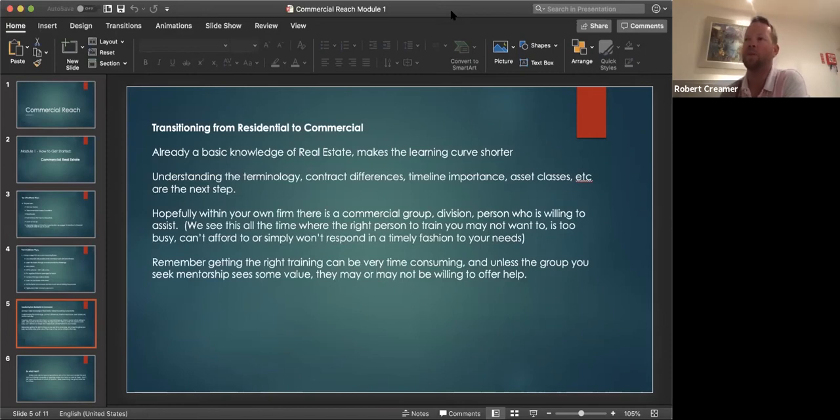So you have to be willing to go out there and find someone who has the time, who likes you, who wants to help you. There's a few of them out there that are just amazing. You just have to seek them out. Just because they're the top dog in your office does not mean they're the right person to train you. That's not always the case.